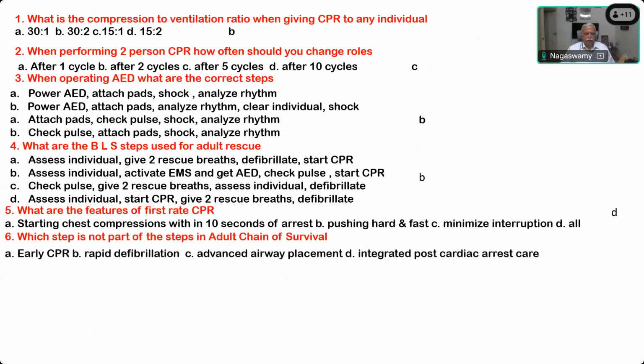Which step is not part of the steps in the adult chain of survival? That is early CPR, rapid defibrillation, advanced airway placement, and integrated post-cardiac arrest care. Rapid defibrillation? B, sir. D, integrated or rapid? B, rapid defibrillation. Is it not part of the adult chain? Don't you start with the advanced airway placement? Advanced airway placement is not part of the chain.